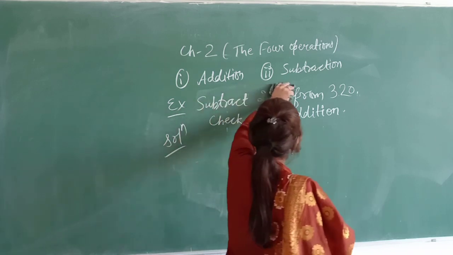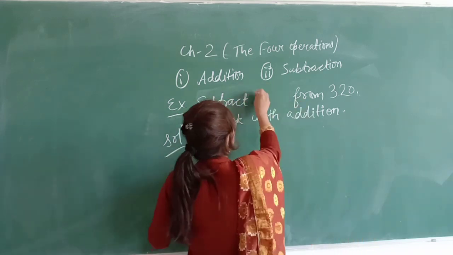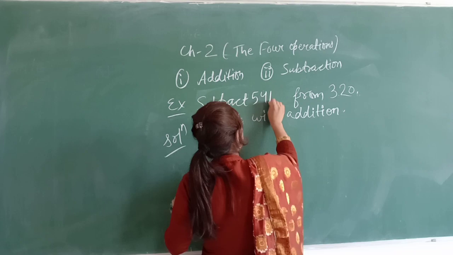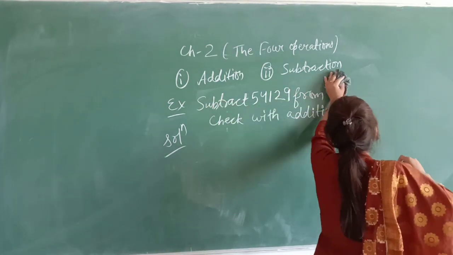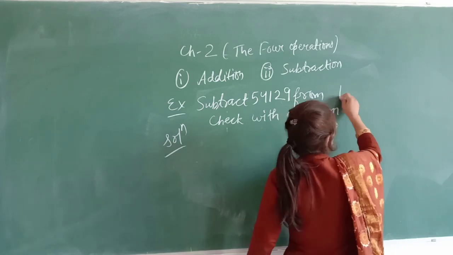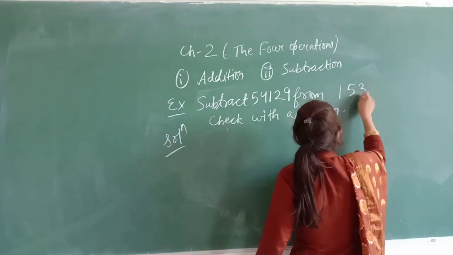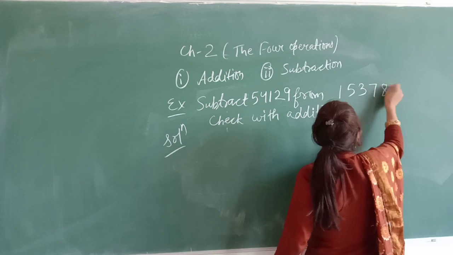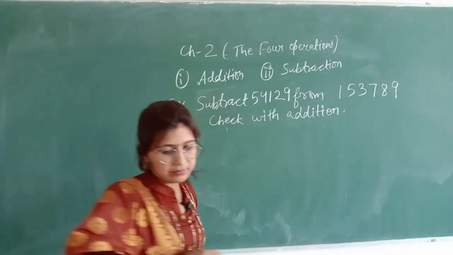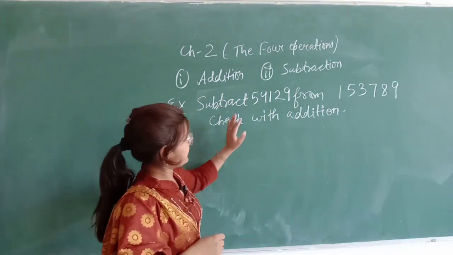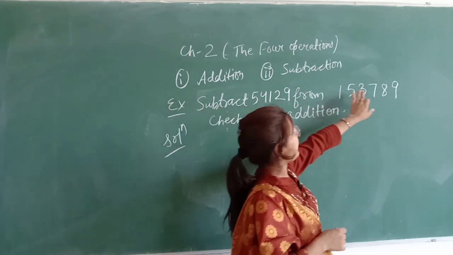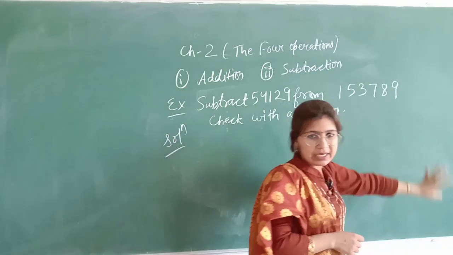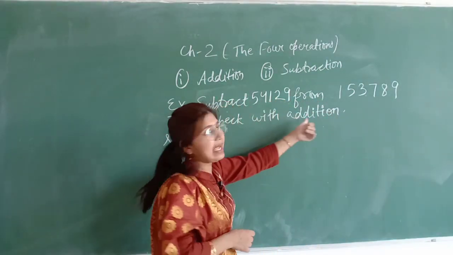The question is: subtract 54,129 from 1,53,789, and then check with addition.